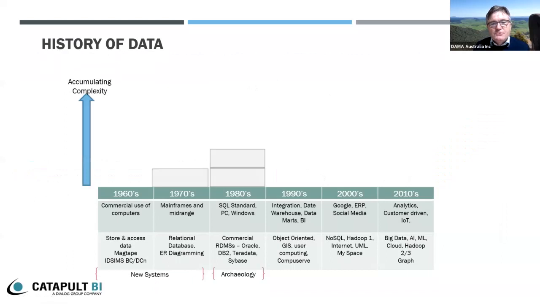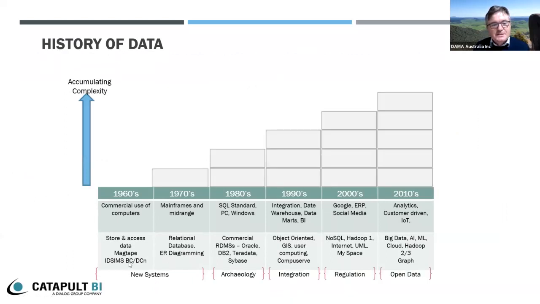So there's been this growing complexity over the years, and there's been a change. Back in the 60s and 70s, everybody built their first systems. In the 80s, people were doing archaeology. They were working out what their first system was, and then they were redeveloping it. In the 90s, when Bill Inmon wrote his book, and Kimball too, that's when BI and data integration really started. So extracting data and putting it into a data warehouse. In the 2000s, that's when the regulation started, regulation around data. And in the 2010s, open data and sharing data, these sorts of ideas came to the fore.